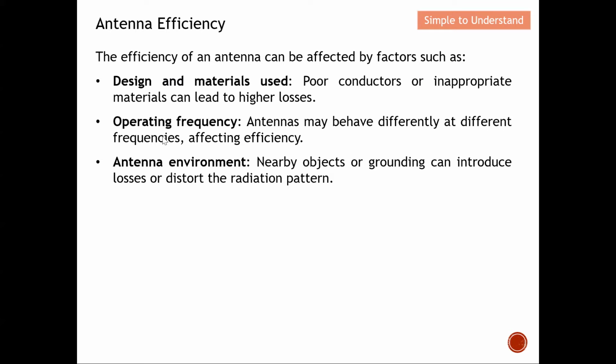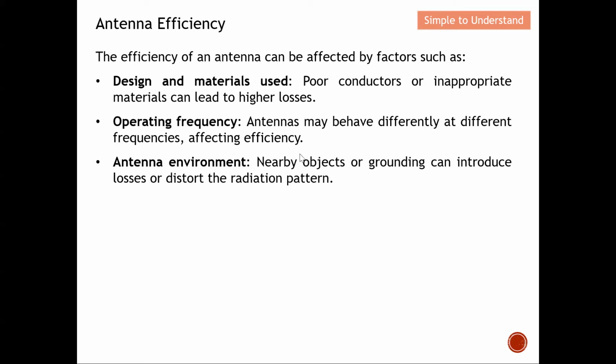Next will be on the operating frequency. Different antennas basically behave differently at different frequencies. Hence, they also affect efficiency. So in short, an antenna may be desired to work at a particular frequency and may not be desired to work at other frequencies. So hence, this is what we call the operating frequency. If the antenna is operated at the optimum frequency, then it will have good efficiency. If the antenna is used at an unoptimized frequency, then you will have issues in terms of efficiency.